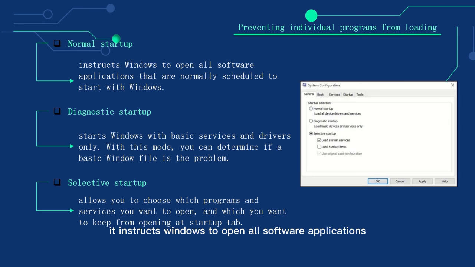It instructs Windows to open all software applications that are normally scheduled to start with Windows. Diagnostic startup starts Windows with basic services and drivers only. With this mode, you can determine if a basic Windows file is the problem. Selective Startup allows you to choose which programs and services you want to open and which you want to keep from opening at startup. So, this is the figure.